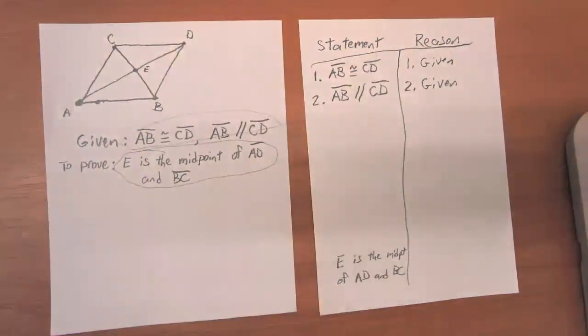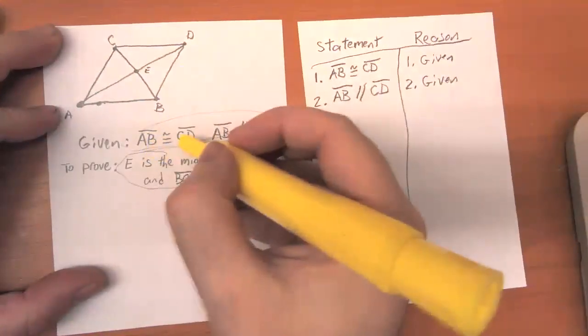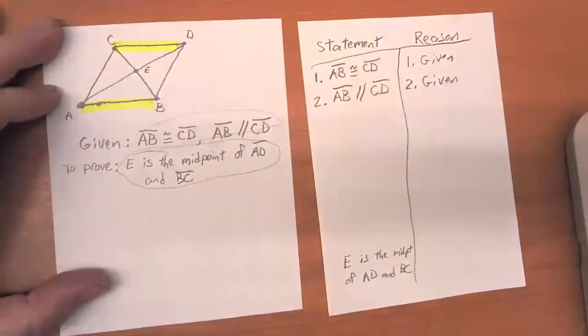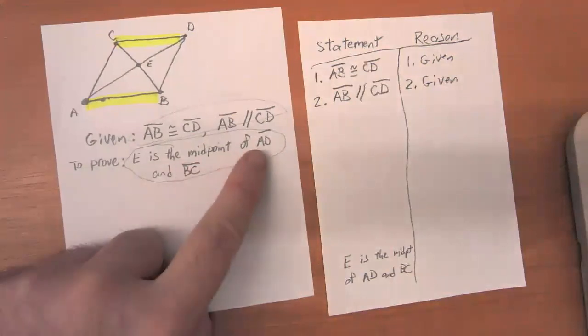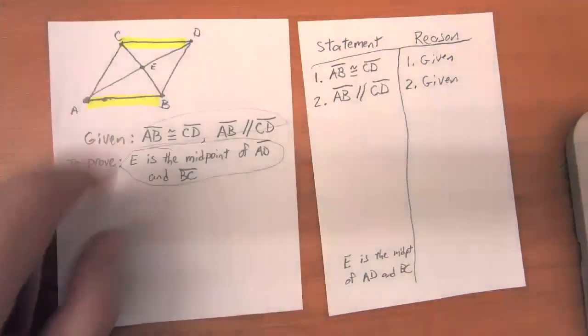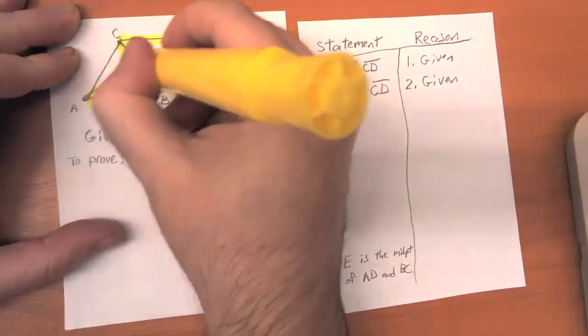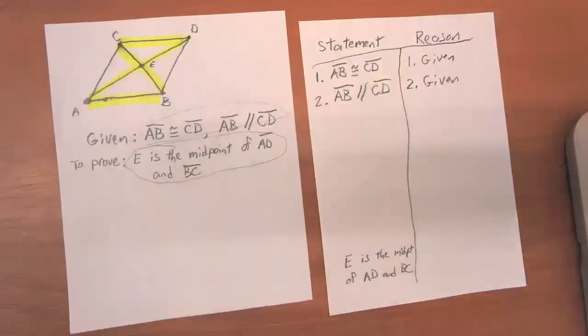Let me do this. I'm going to use my highlighter. And what I'm going to do is I'm going to highlight all of the pieces that I know about, all the pieces that they're talking about in this proof. So they're talking about sides AB and CD. And they're talking about AD and BC, the diagonals of this polygon. So when I fill in those sides like that, does that give you some sense of some geometric figures that we might want to be talking about in the course of this proof?